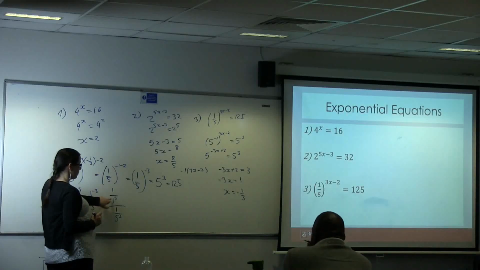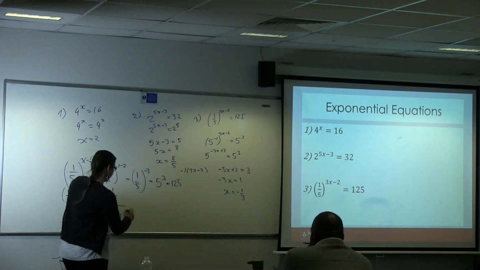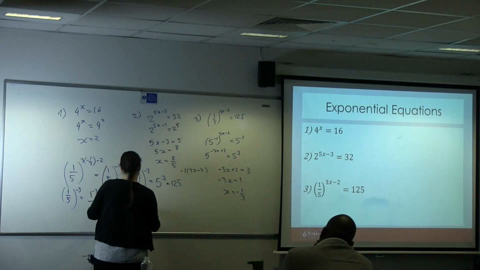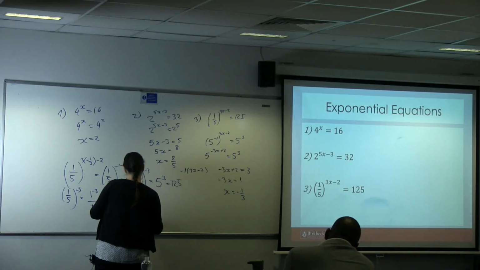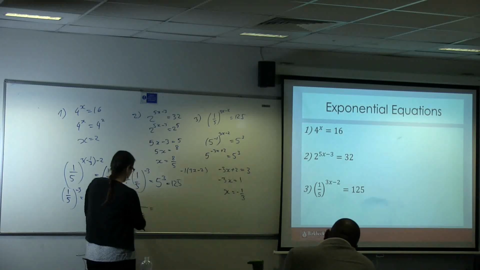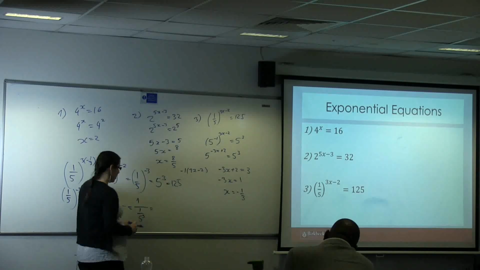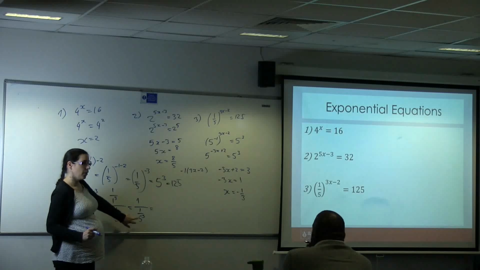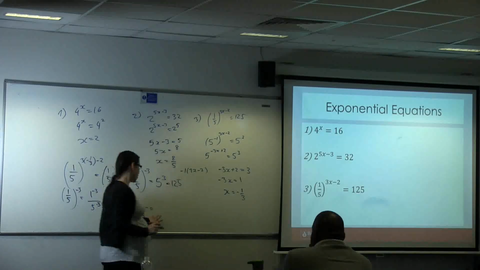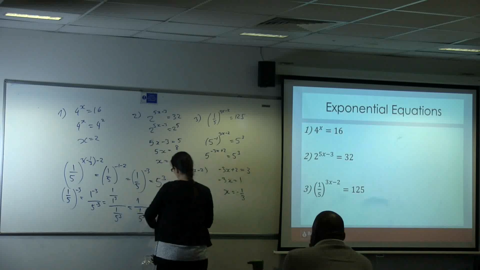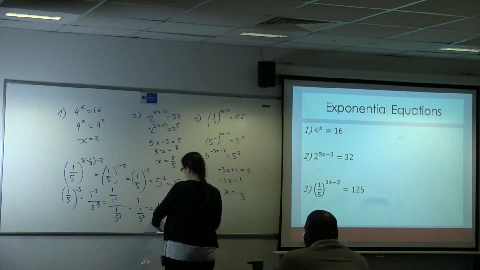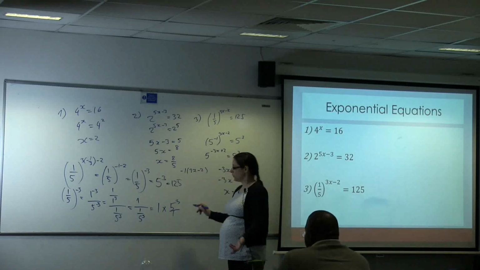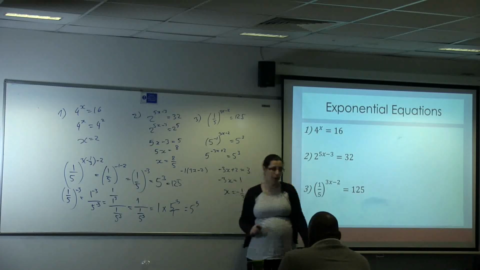Well, 1 to the 3 is still 1. 1 divided by 1 is still 1. So this is 1 divided by 1 over 5 to the 3. How do I divide a number by a fraction? Multiply by the reciprocal. So this is the same as 1 times 5 cubed over 1. Well, that is just 5 cubed. So yes, it is 125.